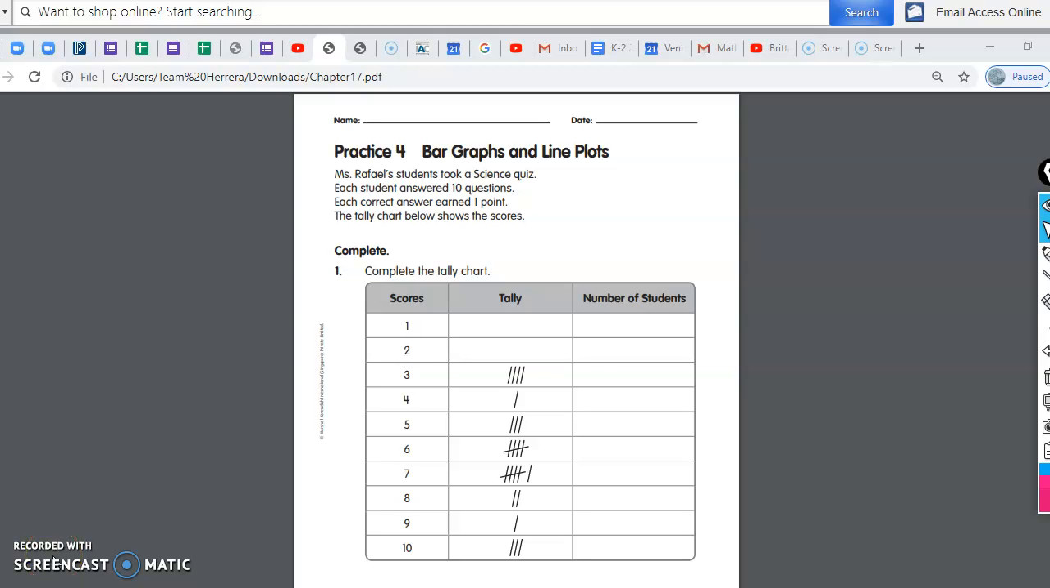Hi guys, today we are doing practice 4 on page 197. Practice 3 was a can do. So we're going to go ahead and we are learning about bar graphs and line plots.